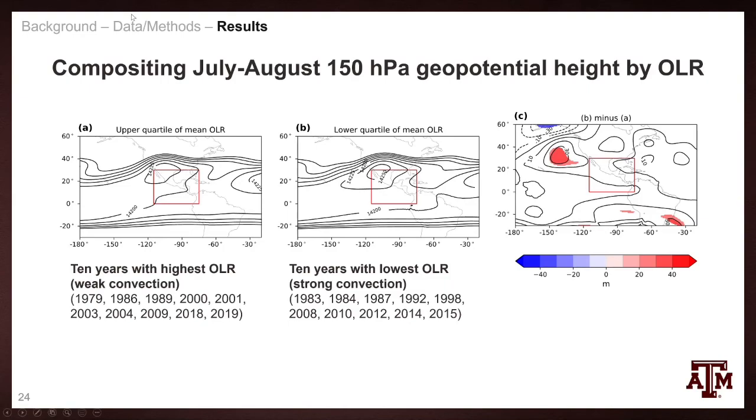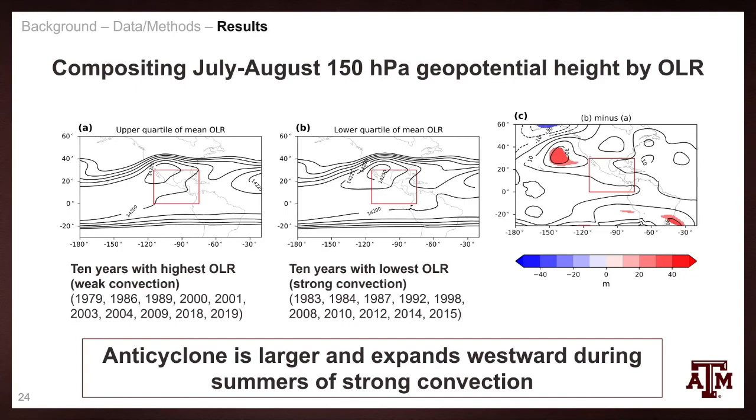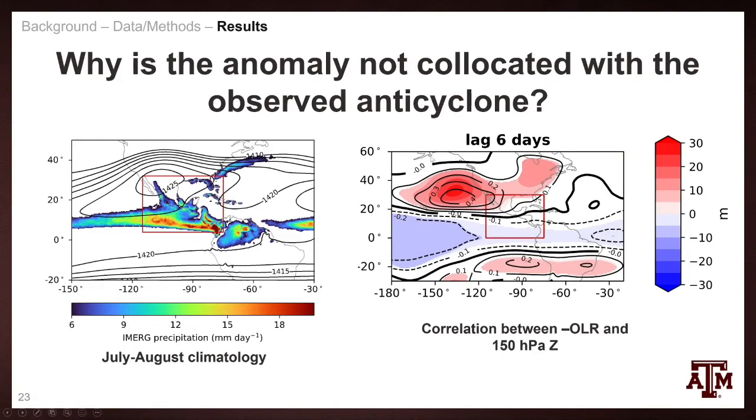And if we take the difference between these two plots, B minus A, this is the result. You can see the strongest anomaly is actually towards the west of the anticyclone, showing us that the anticyclone is larger and expands westward during summers of strong convection. And this explains why in our lag correlation, we see the anomaly to be west of the anticyclone, because during periods of strong convection, it influences the large scale circulation, and then the anticyclone expands westward. So you have this signal here.